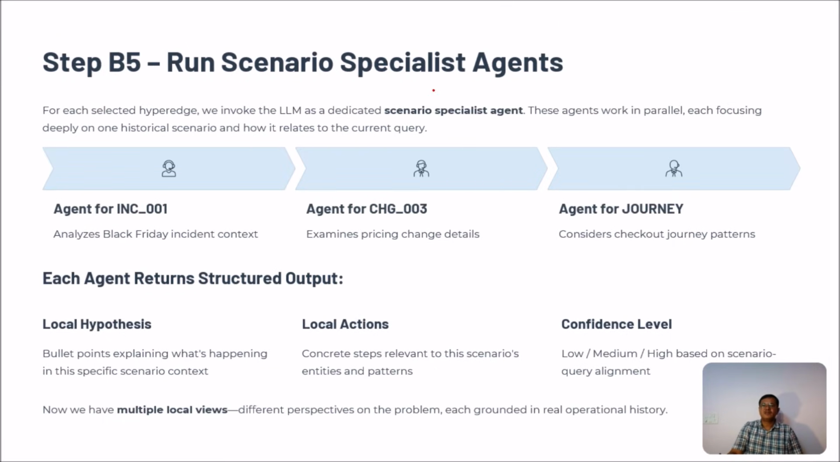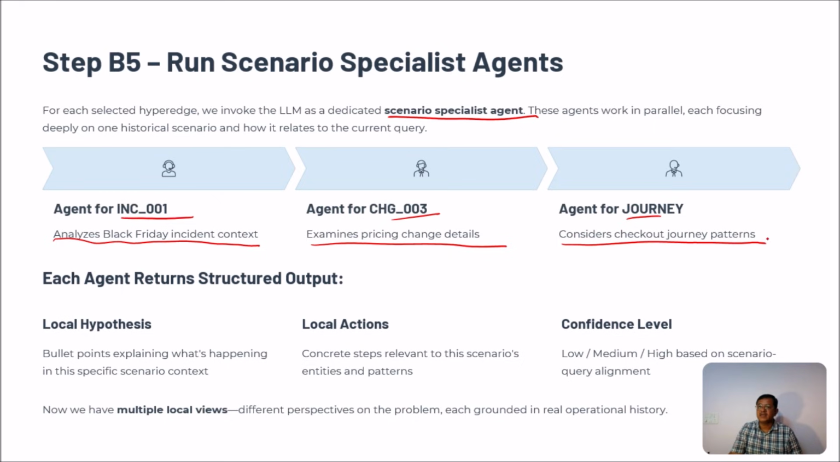Then run the scenario specialist agents. For each selected hyperedge, we invoke a scenario specialist agent. These agents work in parallel: first agent, second agent, third agent, as we have selected three. They analyze the Black Friday incident context, examine the pricing change details, and consider the checkout journey patterns. So from three different points of view, it will give you the solutions.